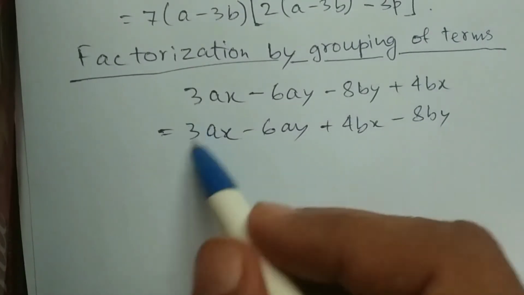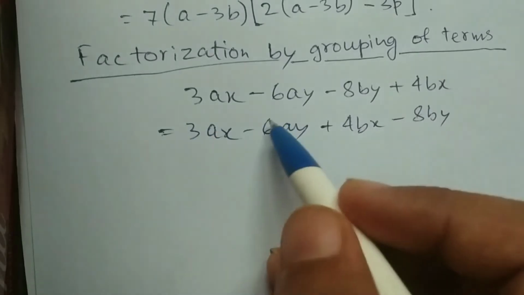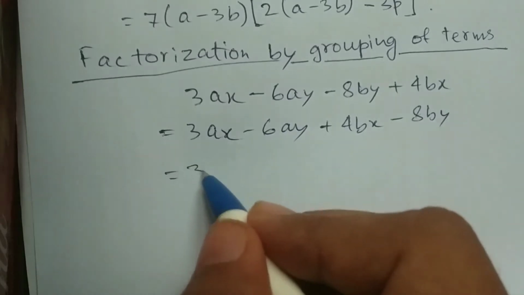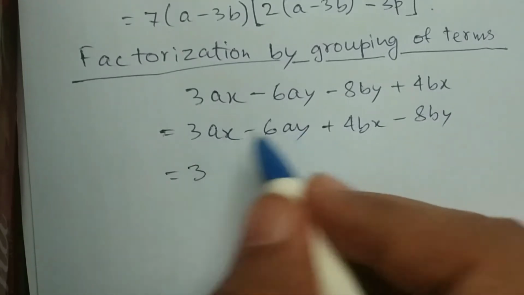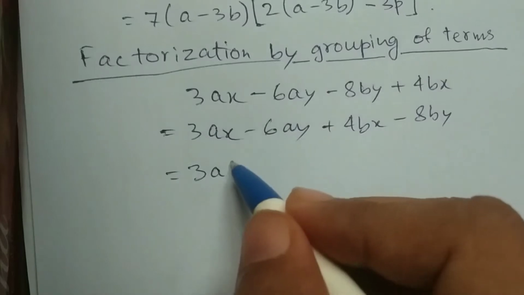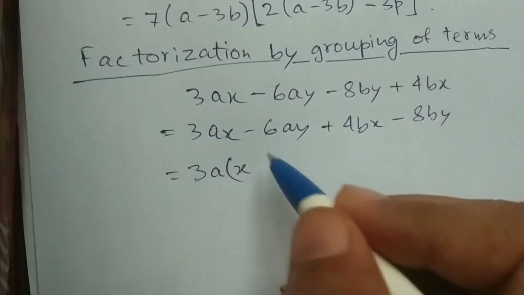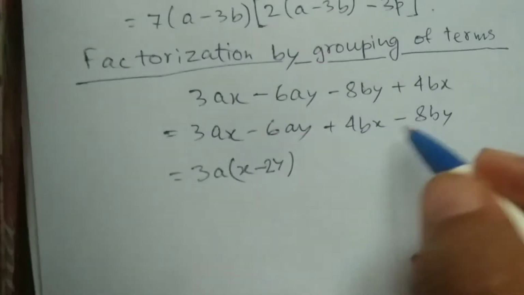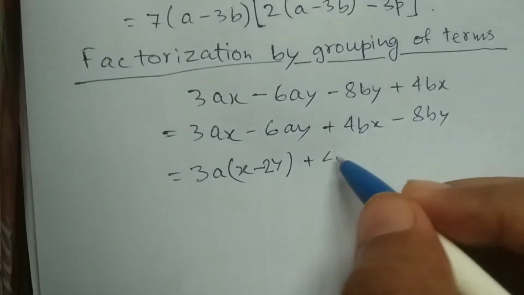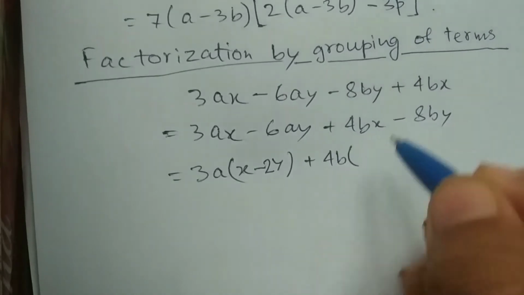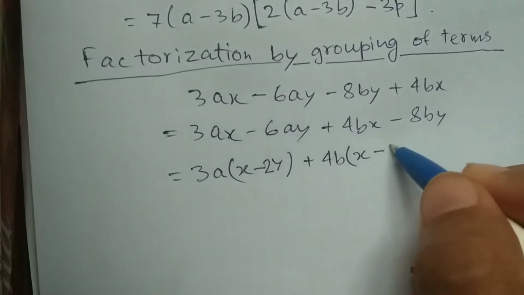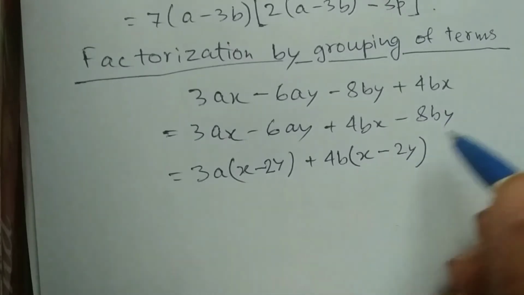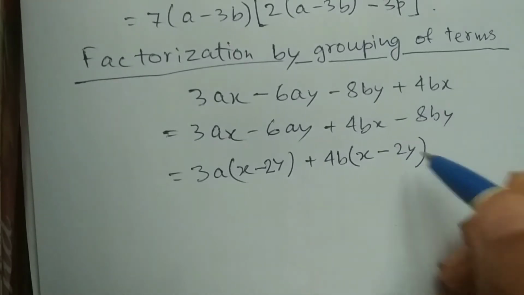How? The lowest number at the left and the biggest number at the right. So now we can take 3 from both of them as a common term, 3 and a. You can see a is a common term for both of them, so I will take a as a common term. So now x is left out, so x minus... 2 is left out, so I missed 2, sorry for that. From here 4 and b, so x minus 2y, because 4 into 2, so 2 is left out, and 4 I have taken as a common term, and b also, so y is left out.